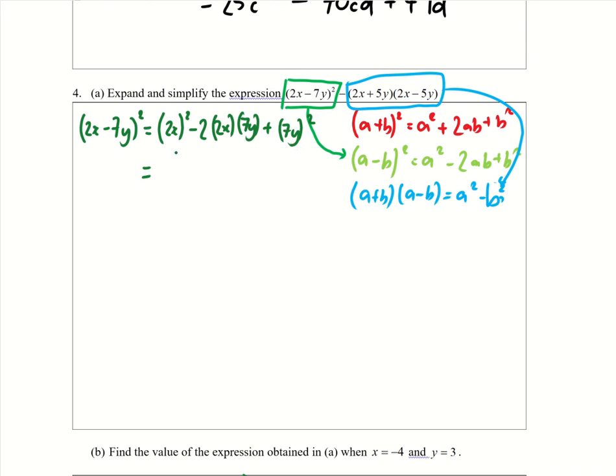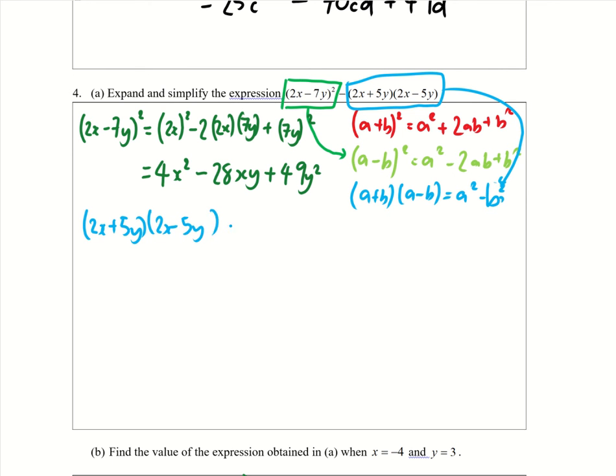So expand them. I will have 2 squared is 4, x squared is x squared. 2 times 2x is 4x, 4x times 7y. So 4 times 7 is 28, x times y is xy. Plus 7y squared, so plus 49y squared. I'll just leave this alone first, and then I'll expand the second one, 2x plus 5y, 2x minus 5y.